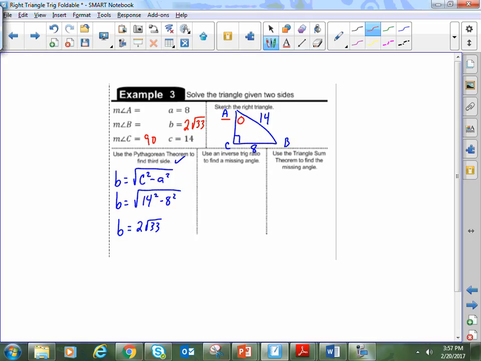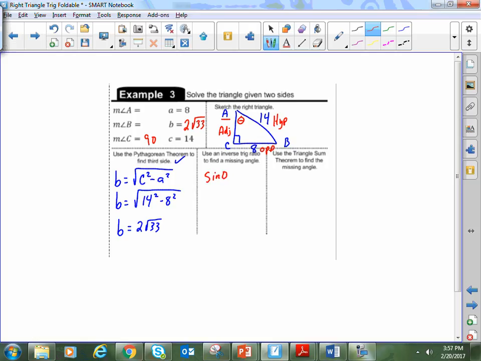I'm going to call this theta. From angle A, this would be the opposite side, and this would be the adjacent side, and of course, my hypotenuse. So from angle A, I know the opposite side and I know the hypotenuse. Opposite and hypotenuse says to use sine.